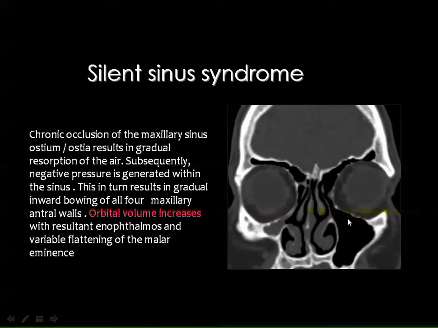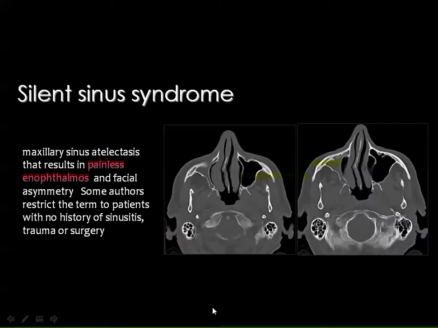Then you see this is the maxillary antrum on the right side compared to that on the left side, there is considerable loss of volume. The sinus is opaque, and the bony margins may be sclerotic. Silent sinus syndrome is just a gradual occlusion of the draining ostium of the maxillary sinus, resulting in absorption of air and the gradual loss of volume of the affected sinus, which will be totally opaque.